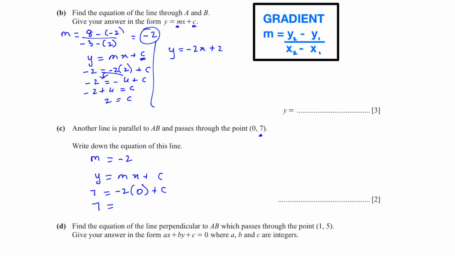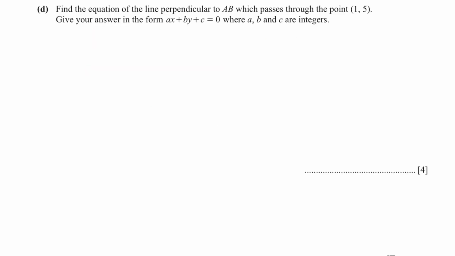So 7 is equal to c. Again, we'll replace the m and the c. So y equals negative 2x plus 7. This is the equation of the line parallel to AB.